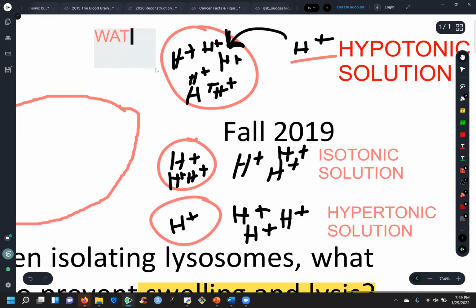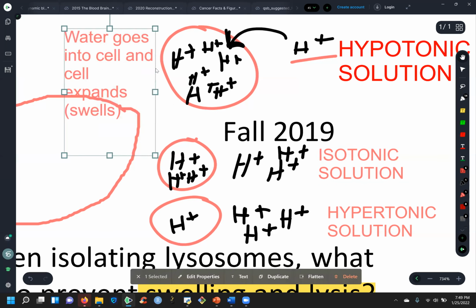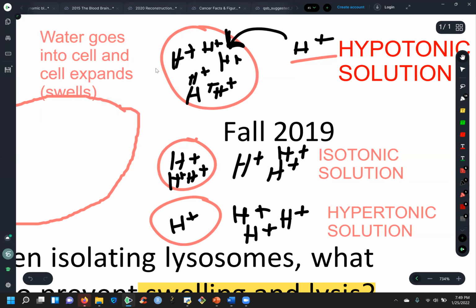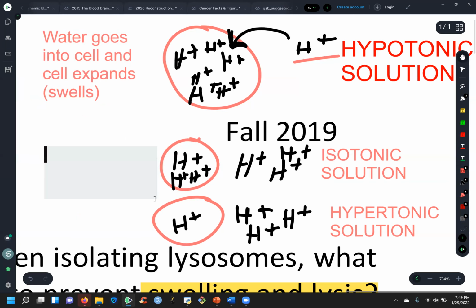Okay, so water goes into the cell and the cell expands. And the word that is being used is swells. I'm just going to put that in parentheses, swells. Okay, so then right here we have the isotonic solution. So here, water doesn't follow anything because everything is perfectly balanced. I'm just going to say balanced. So because it's balanced, the cell remains the same size, okay?